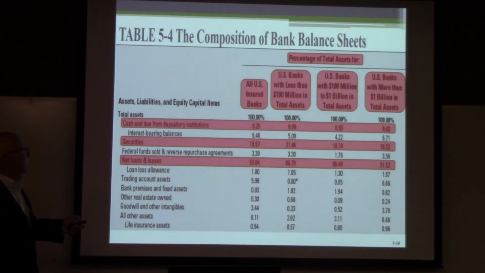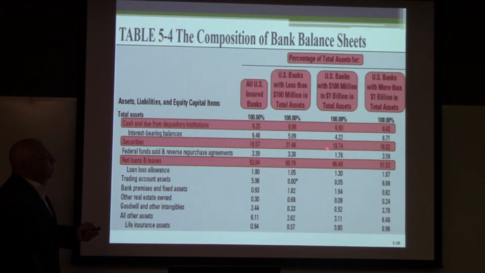And then Fed funds, which is not that important, we go down to loans. And you can see that the mid-sized banks hold the largest percentage of their assets in loans. So this is the sweet spot for lending. About 66% of their assets are in loans, compared with 51% for the very large banks, because they do a lot more security investment.